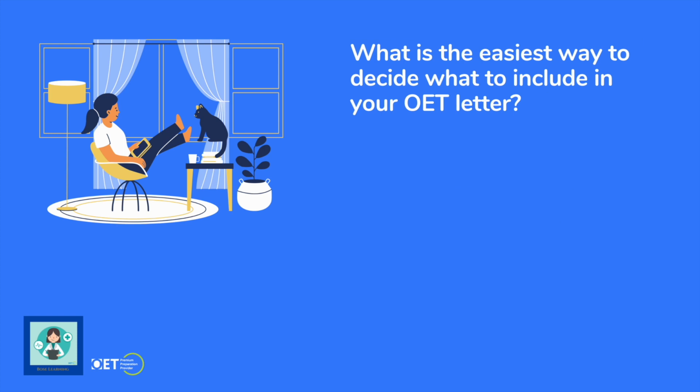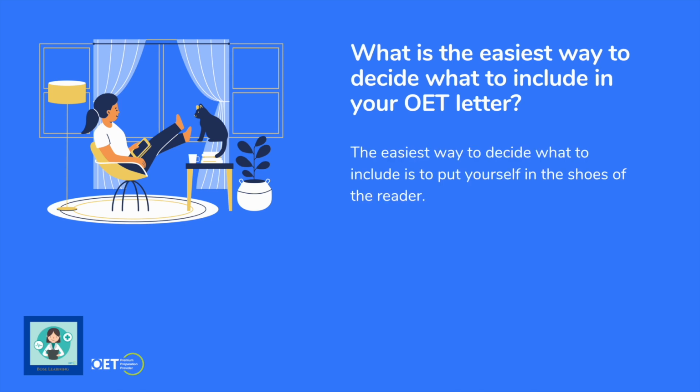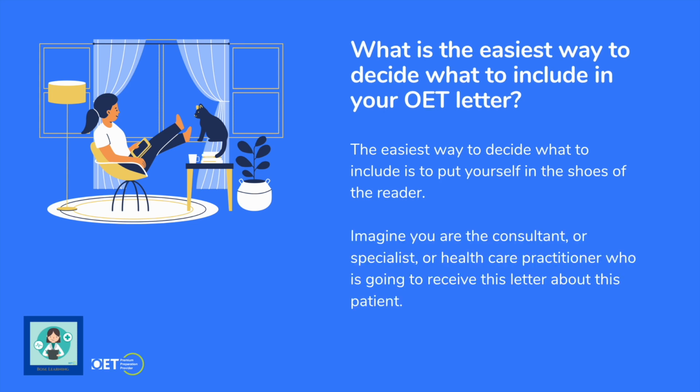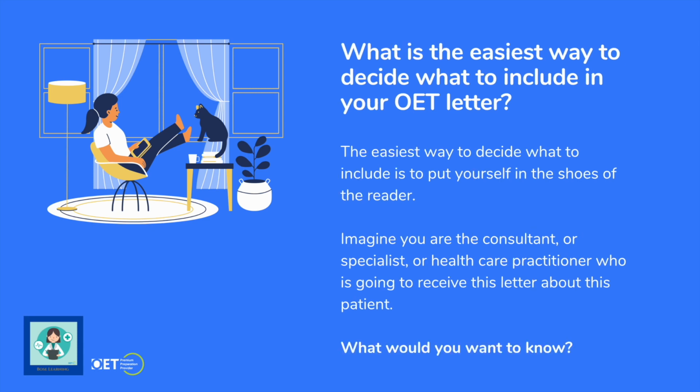So then, what is the easiest way to decide what to include in your OET letter? When you're sitting at home practicing and thinking about what to write, here are some things you can think about and then of course transfer these skills into test day. The easiest way to decide what to include is to put yourself in the shoes of the reader. Imagine that you're the consultant or specialist or healthcare practitioner who is going to receive this letter about the patient.